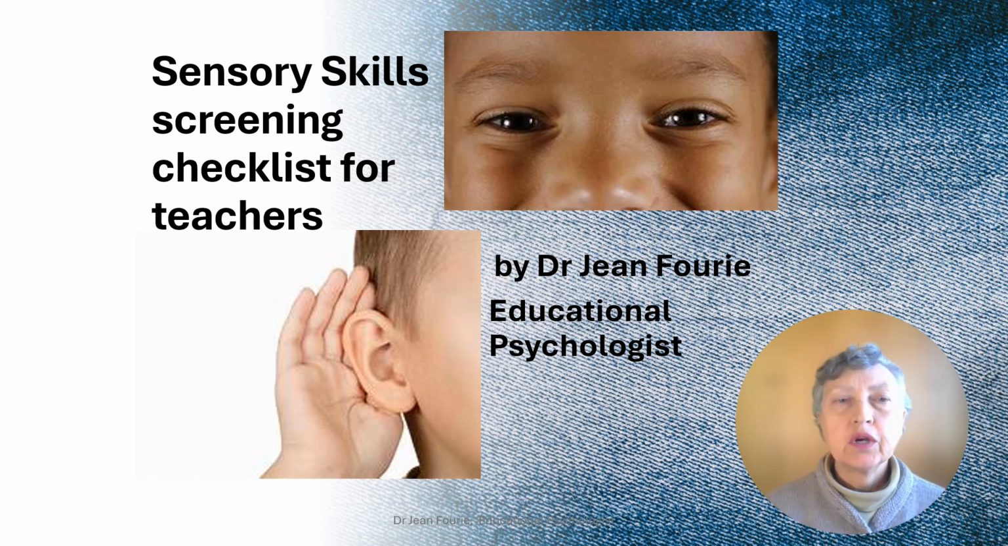In this video, I present a checklist for early childhood and primary school and remedial teachers to use in screening children's visual and auditory perception skills. The first part of the checklist focuses on vision and the second part on auditory perception. This checklist is completed for each child individually and could be done over one or a few days.